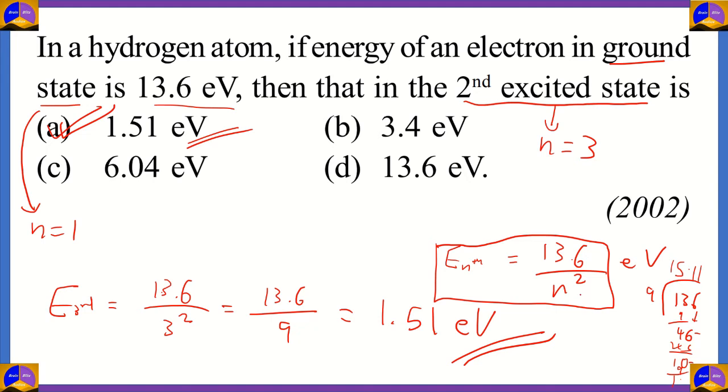Now the value of n, you have to be careful with that. If you're talking about the first excited state, then the n value will be 1 plus 1, so that is n equals 2. You always need to remember that n equals 1 is the ground state. If you're talking about the second, third, or fourth excited state, add 1 to that number given, and you'll get the value for n. So in this case, 2 plus 1 gives you 3.